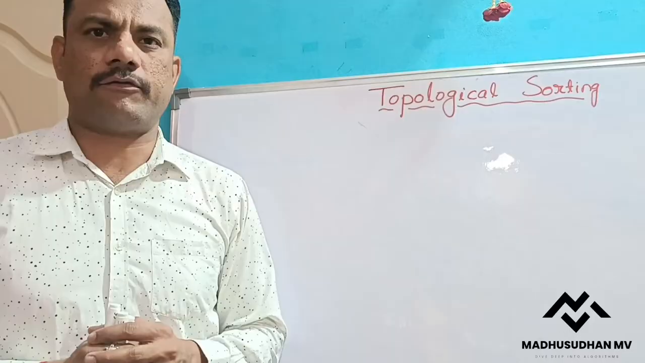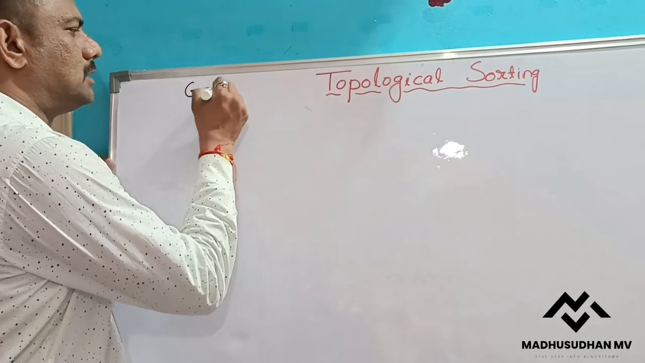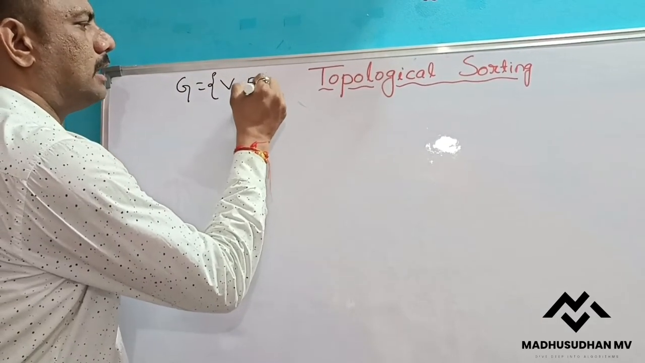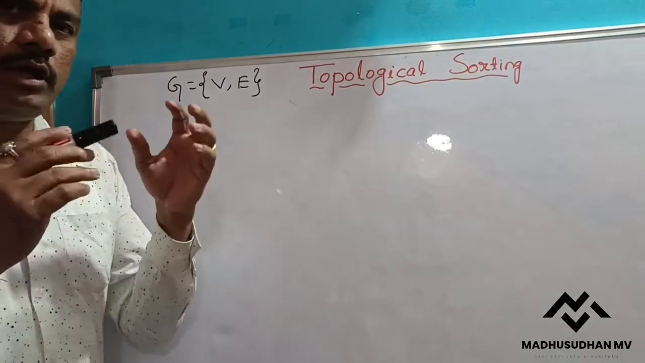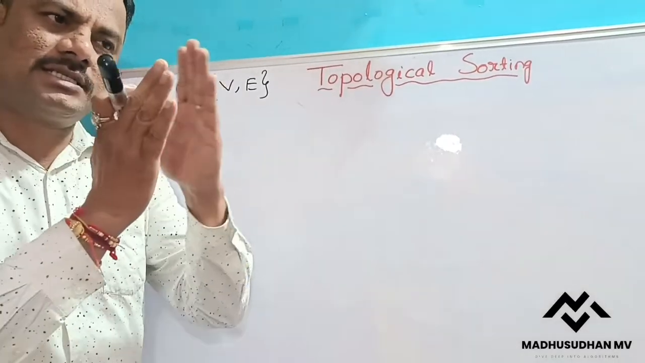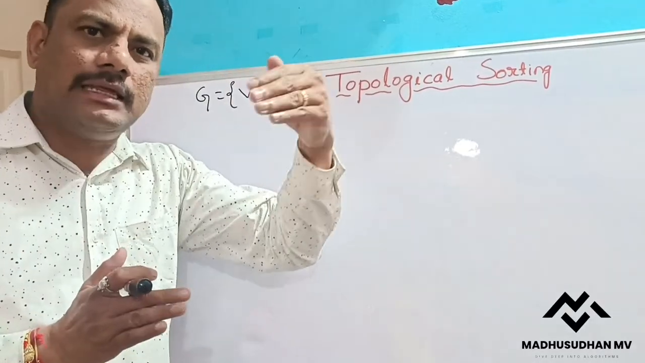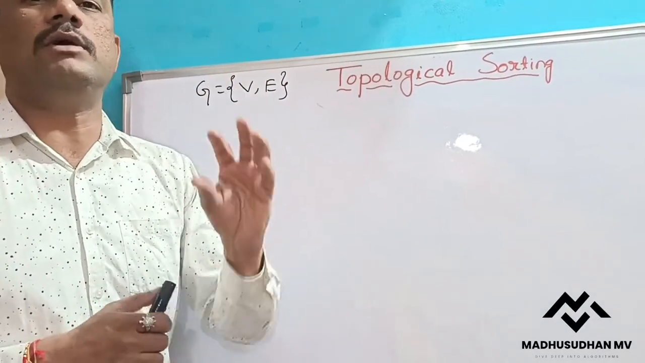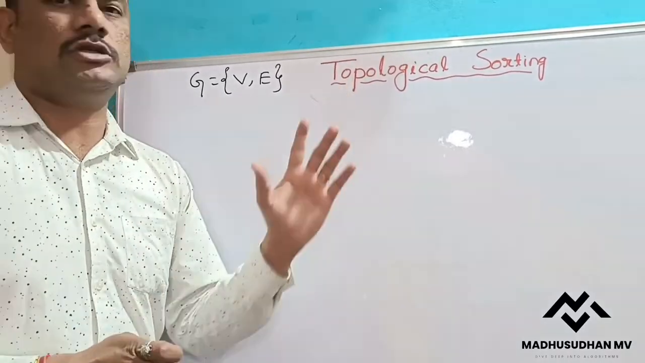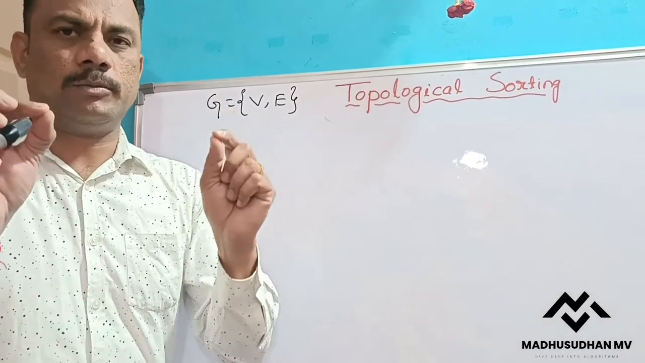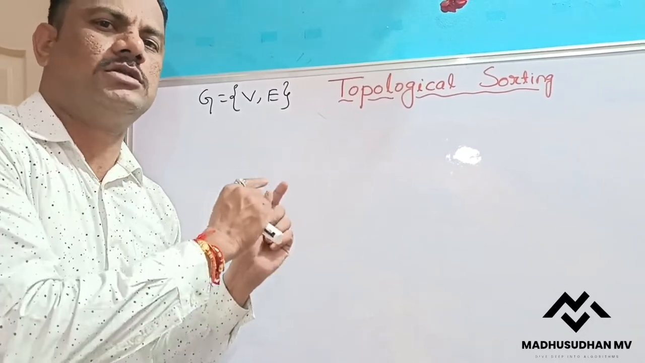That means given some graph, we know the graph definition. What is the graph definition? A graph is a set of vertices and edges. That means it contains some number of vertices, also called nodes. Now we need to visit all those nodes in a systematic manner, one after another, in a linear order. That linear ordering of the nodes is done by topological sorting. So in simple words, topological sorting is used to find the linear ordering of the nodes of a graph.